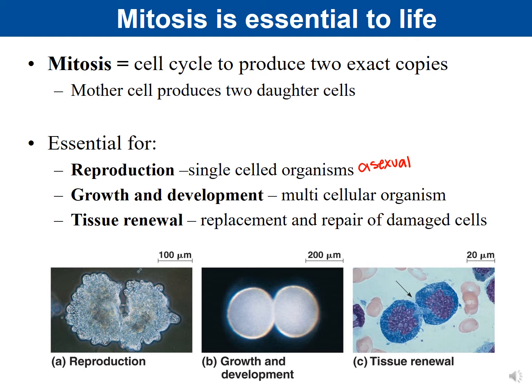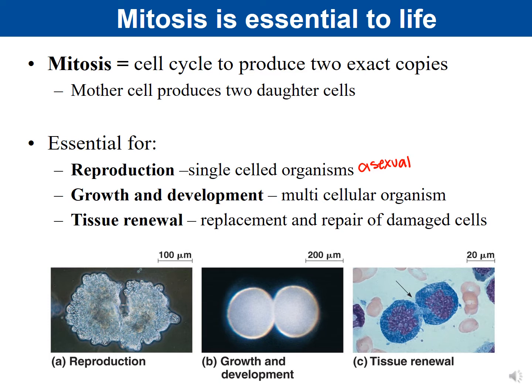Next, mitosis is also important for growth and development. And this is true for multicellular organisms. So if you think about yourself for a minute, you started as one single cell. You had an egg fertilized by sperm. You end up with a single-celled zygote. That one cell then divides into two. Those two cells divide to 4, 4 divide to 8, 8 to 16, and so on and so forth. And so the way that you go from being a single-celled organism to a multi-celled adult is through mitosis.